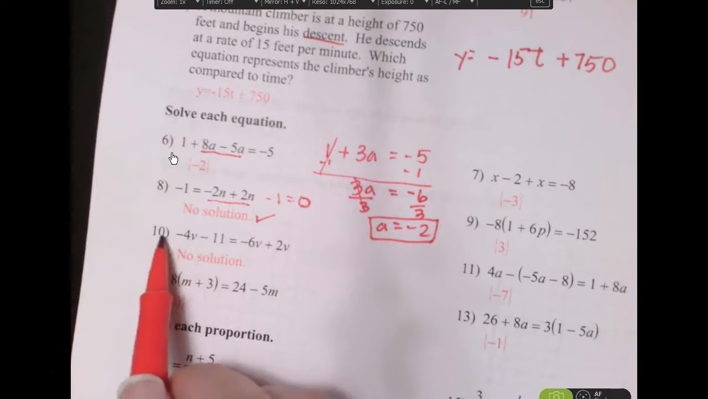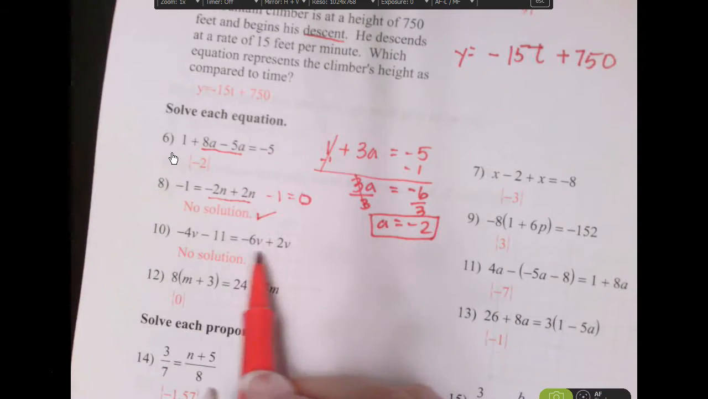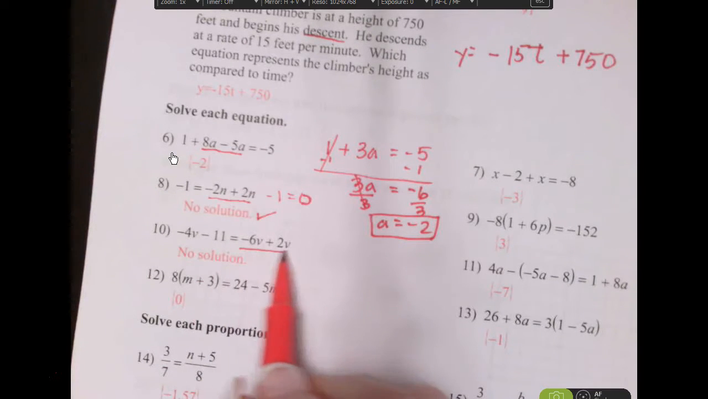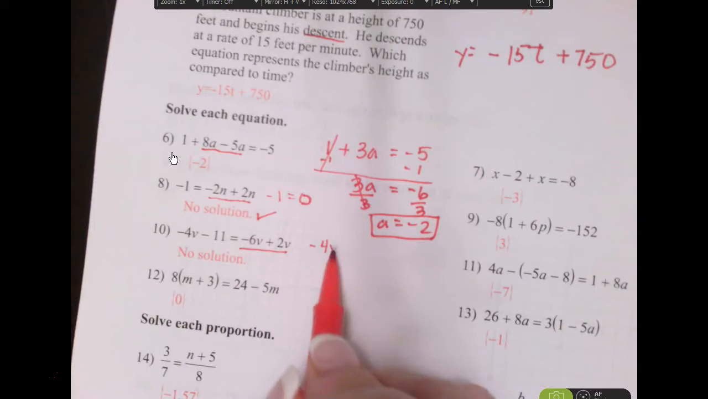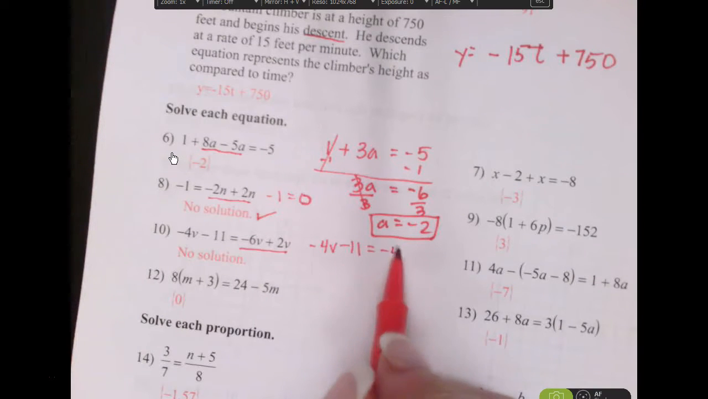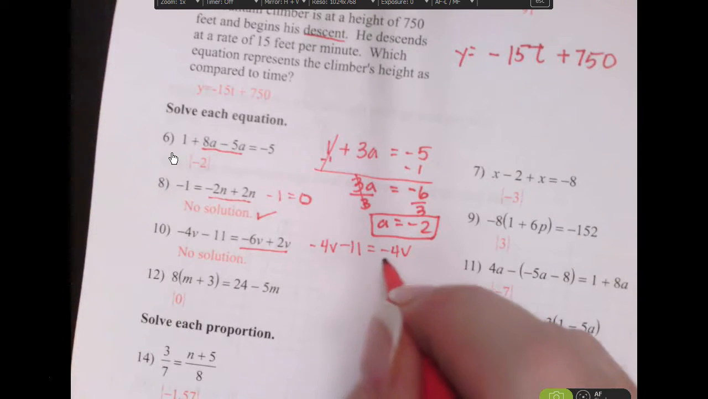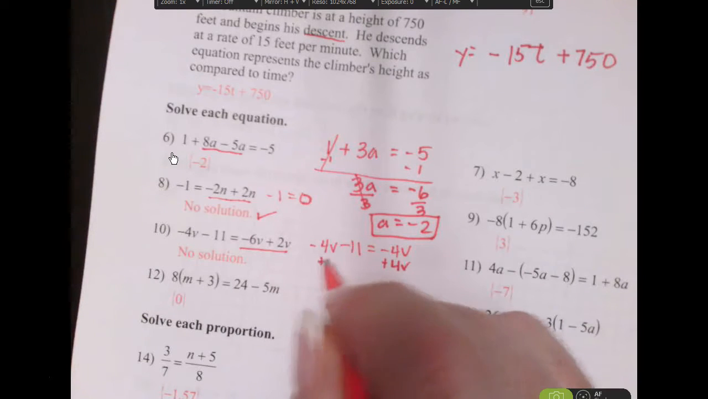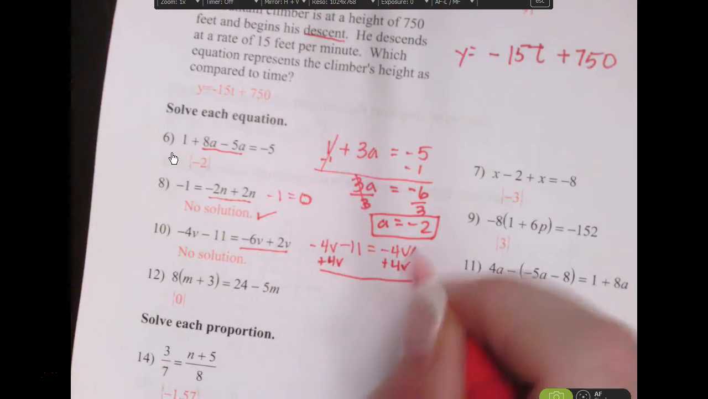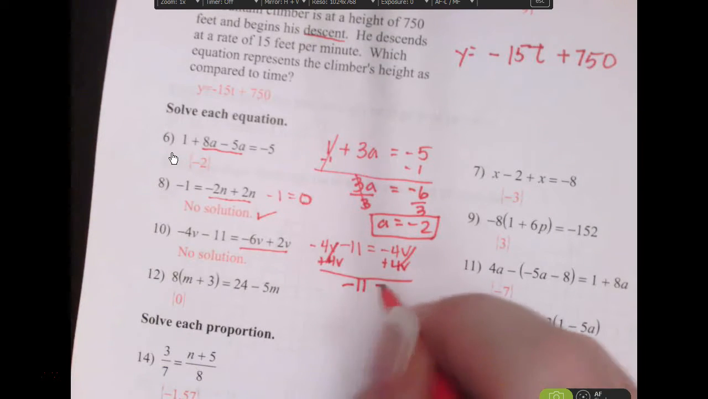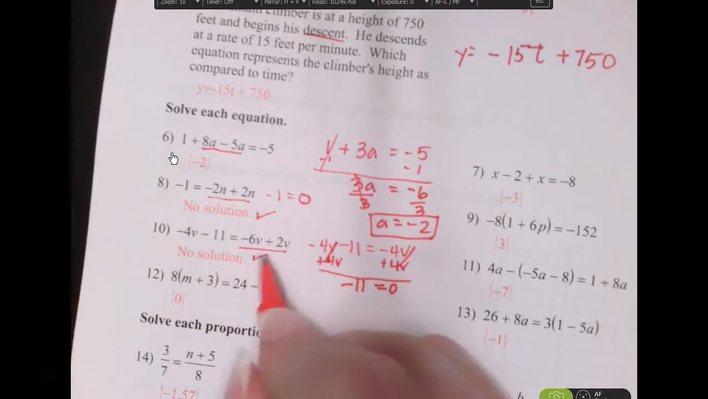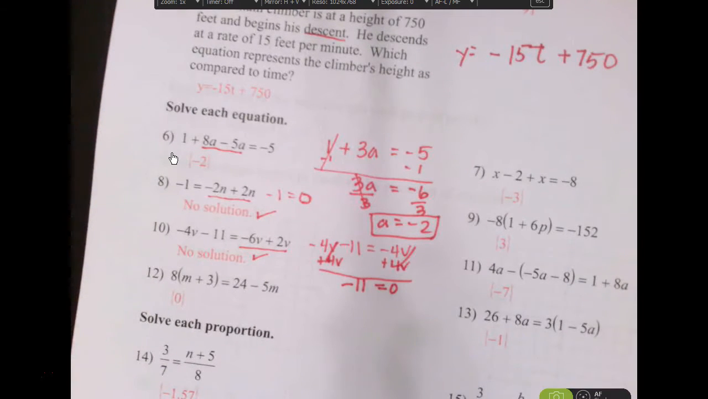And let's take a look at number 10. When I combine like terms over here, I get negative 4v minus 11 equals negative 4v. So if I were to add 4v on both sides, I would see that all my v's go away, and I get negative 11 equals 0, which is false, so that means that's a no solution.